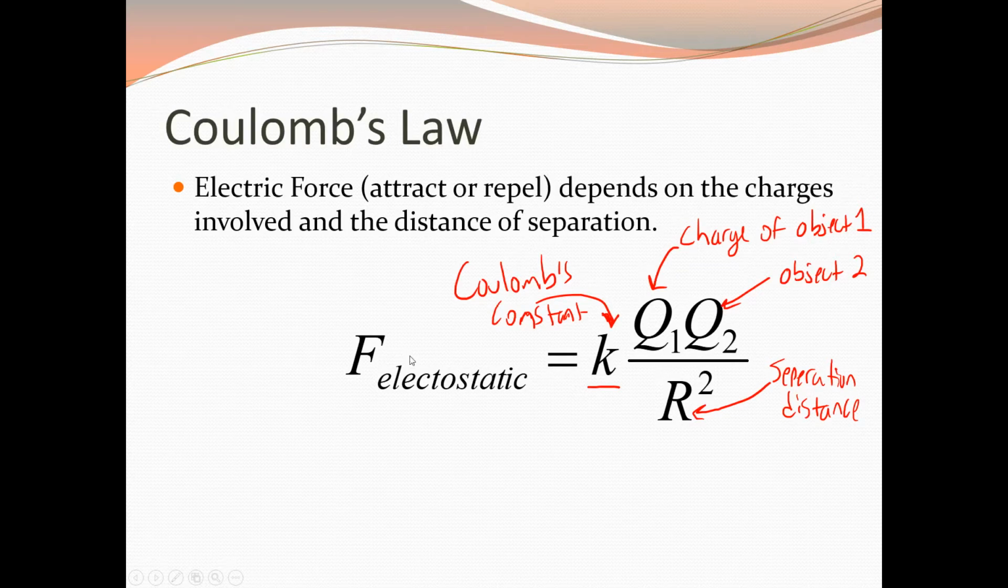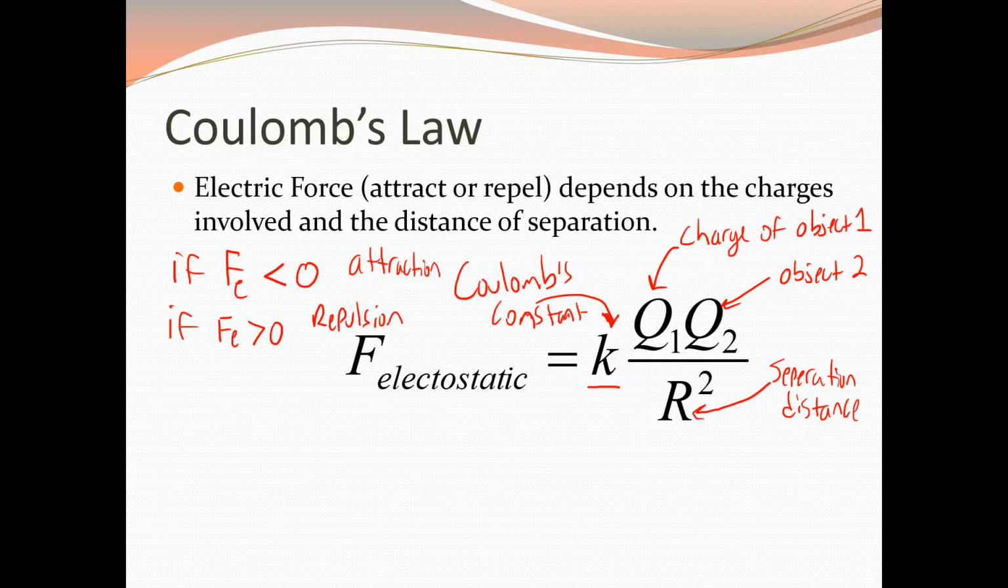Now, if F electric is less than 0, so basically if you have a negative electric force, then it is an attraction, because that means you have a positive and a negative charge, so the sign of the force is negative. If your electric force happens to be greater than 0, then this is a repulsion.